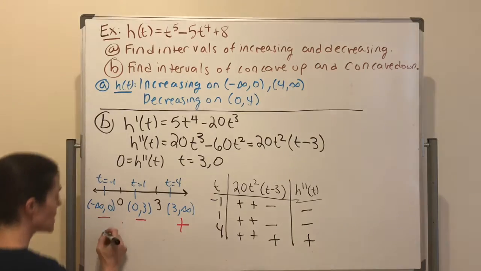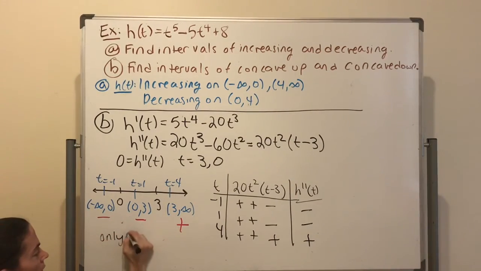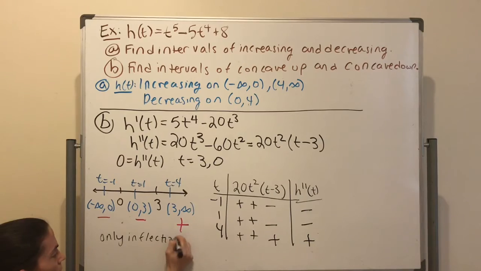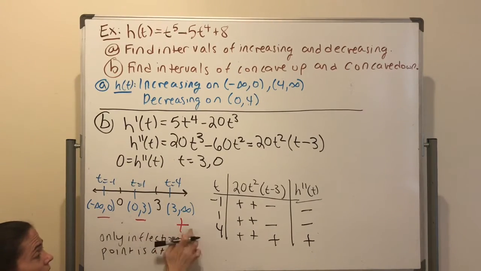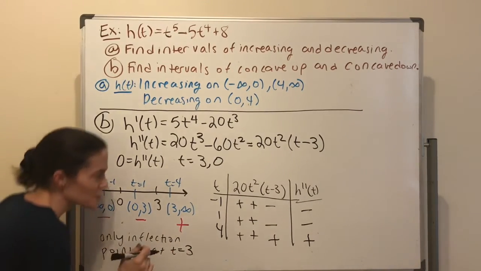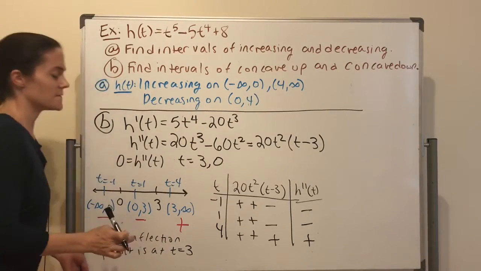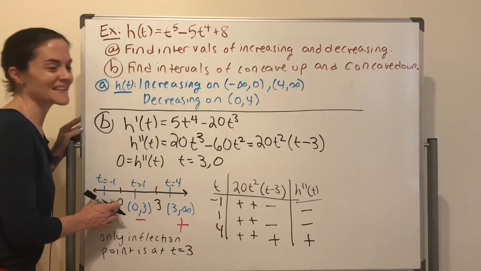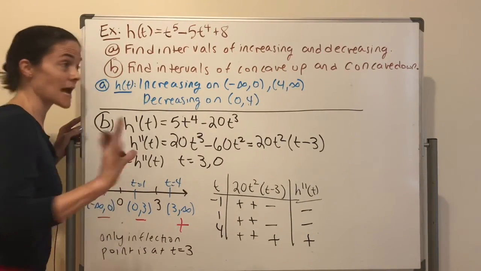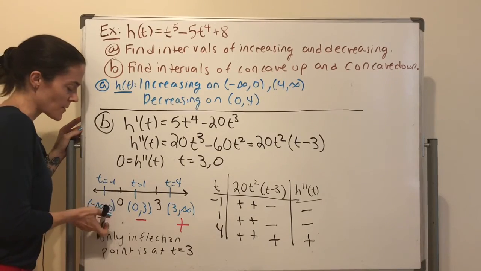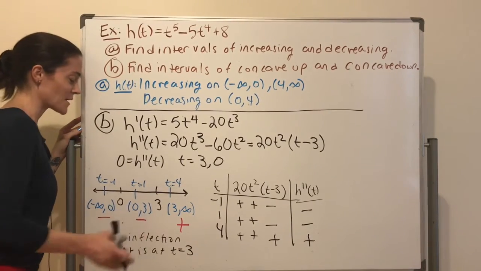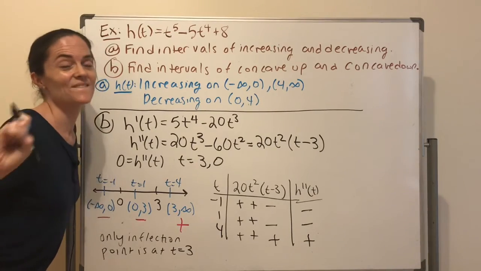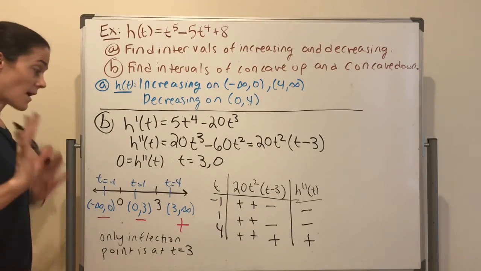Let me write this underneath. The only inflection point is at t equals 3 because it switches concave down to concave up. Or if you speak of it in terms of second derivative negative, second derivative positive. T equals 0, even though we had second derivative 0, the second derivative does not switch sign. We do not go from concave down to concave up or concave up to concave down, so 0 is not an inflection point. And this is an important observation.